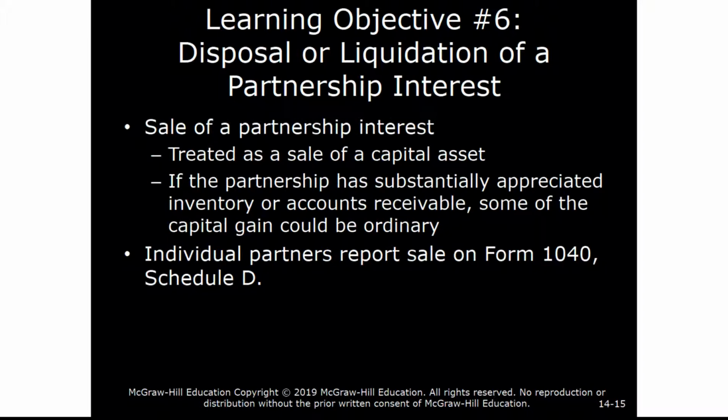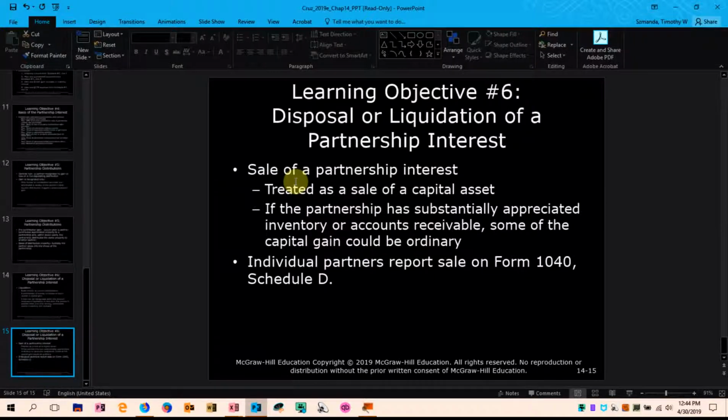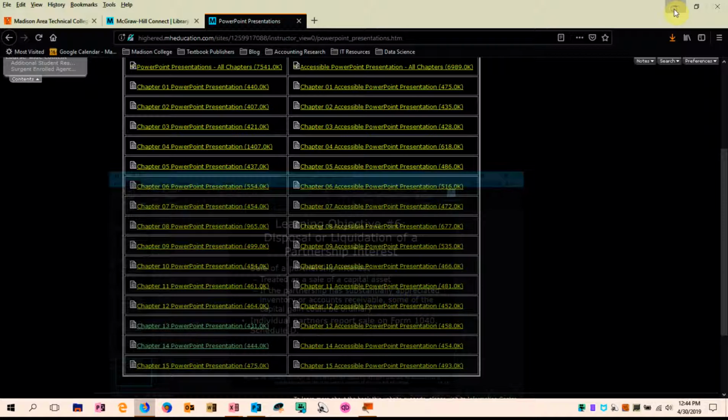A sale of a partnership is treated as a sale of a capital asset. So if a partner sells their interest in the partnership, any amount they receive in excess of the basis would be considered a capital gain. And then, of course, individual partners would report all of this activity on Form 1040 on Schedule D as we have in the past. In the next video, I'll be going through some of the problems in Chapter 14.